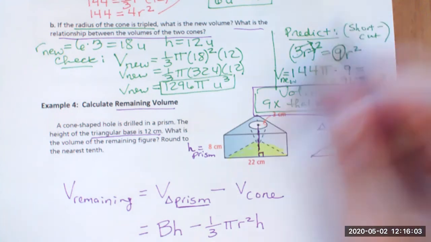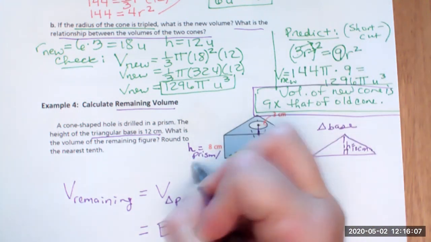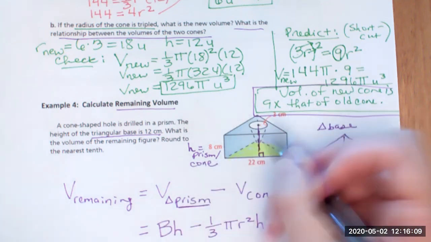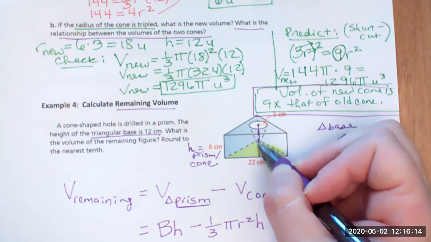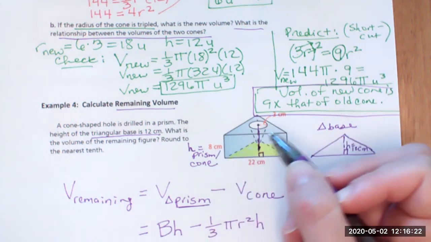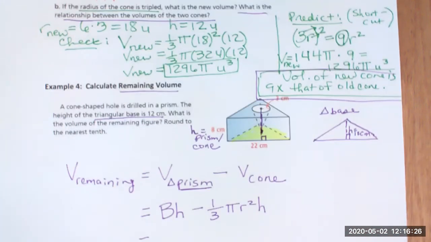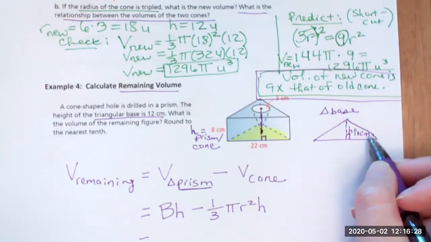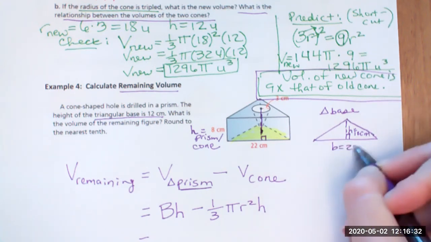But also realize that's also the height of the cone, because the cone and the prism share the same height, because that cone is, you might not be able to tell from the drawing, but that vertex of the cone is touching the base. Okay, so that 8 centimeters we're going to use for the height of the prism and also for the height of the cone, while the height of the triangle is 12 centimeters. The base of the triangle is 22 centimeters.